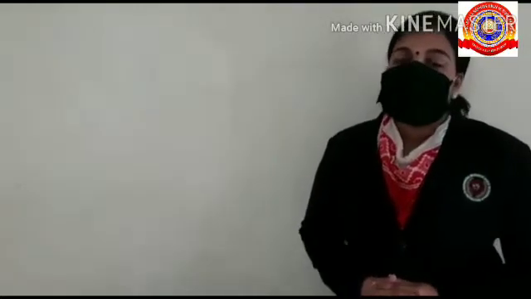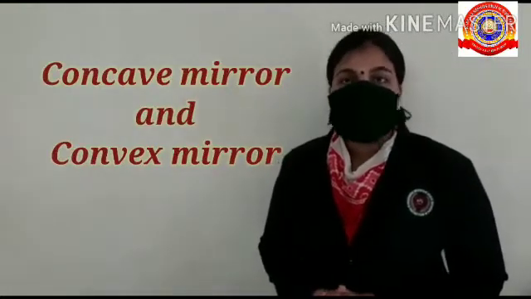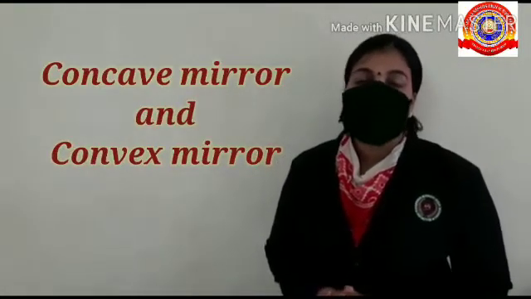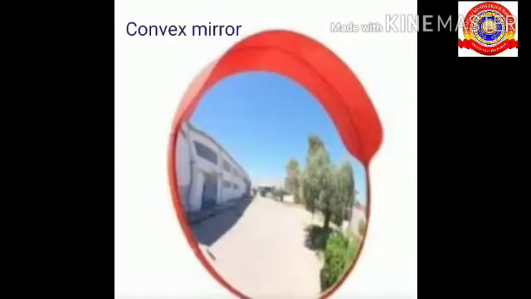In our previous class, we discussed spherical mirrors, concave and convex mirrors. Do you remember that? The mirrors having their reflecting surface inwards are concave mirrors, and the mirrors having their reflecting surface outwards are convex mirrors. Inwards means concave and outwards means convex.